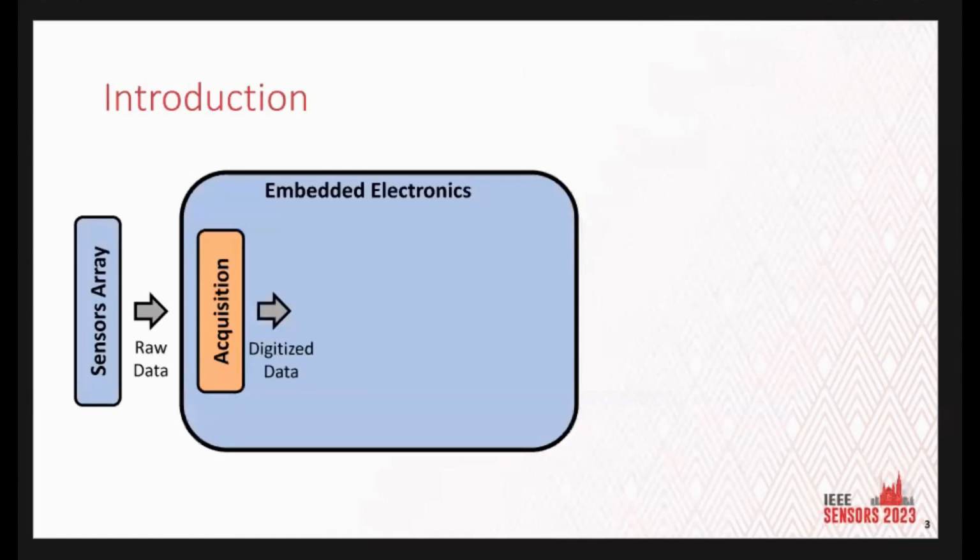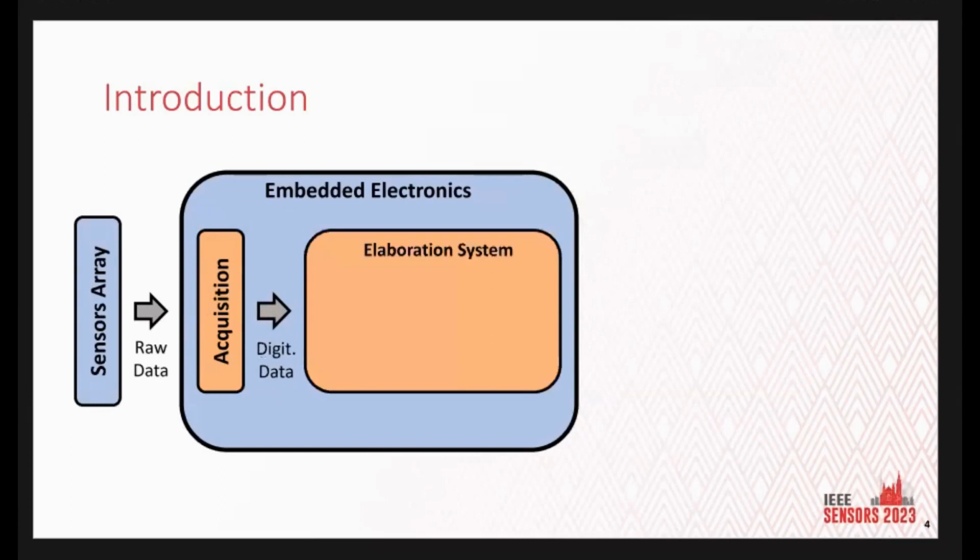Let's consider a sensor array that, interacting with the environment, produces some raw data, and also embedded electronics close to this array that has to elaborate this data. So there is an ADC on board, for example, to digitize the data, and also an elaboration system that has to process this data.